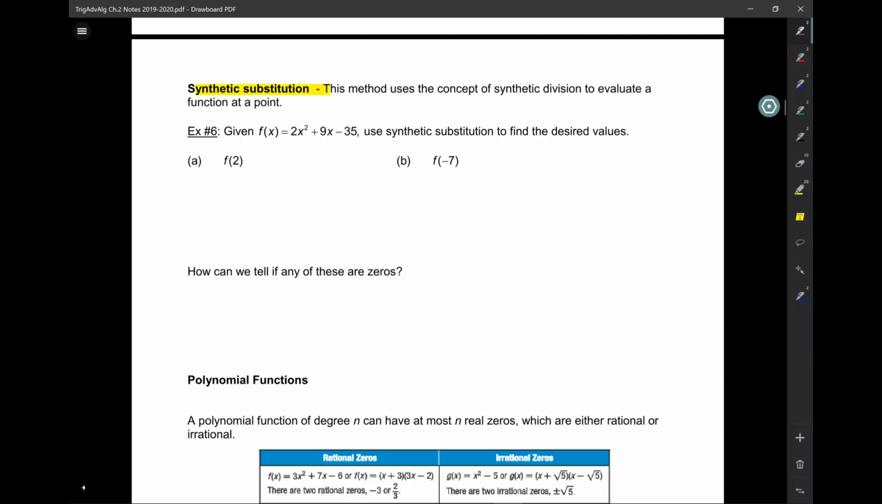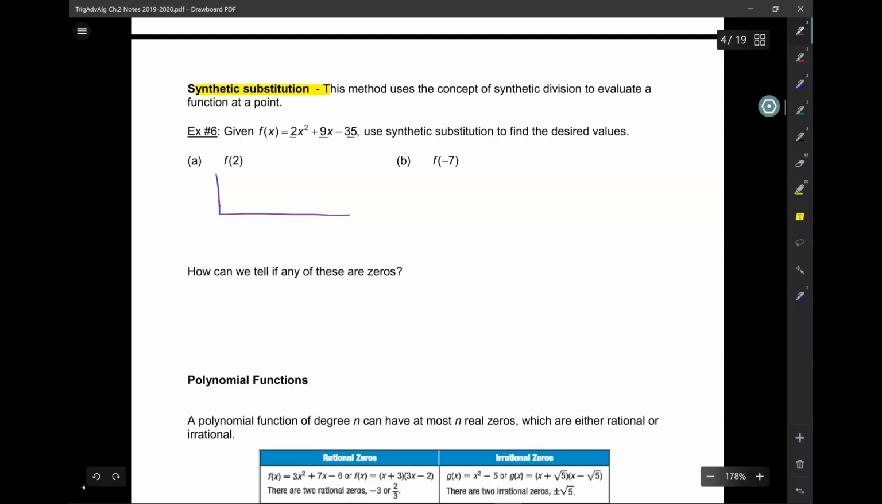Hey, on the test or quiz, do we have to do synthetic substitution or direct? Well, when I ask you for a specific method, you have to do it by that method. Otherwise, you cannot get full credit. Okay? All right. So if we want to do synthetic substitution, we have to create a synthetic division chart.